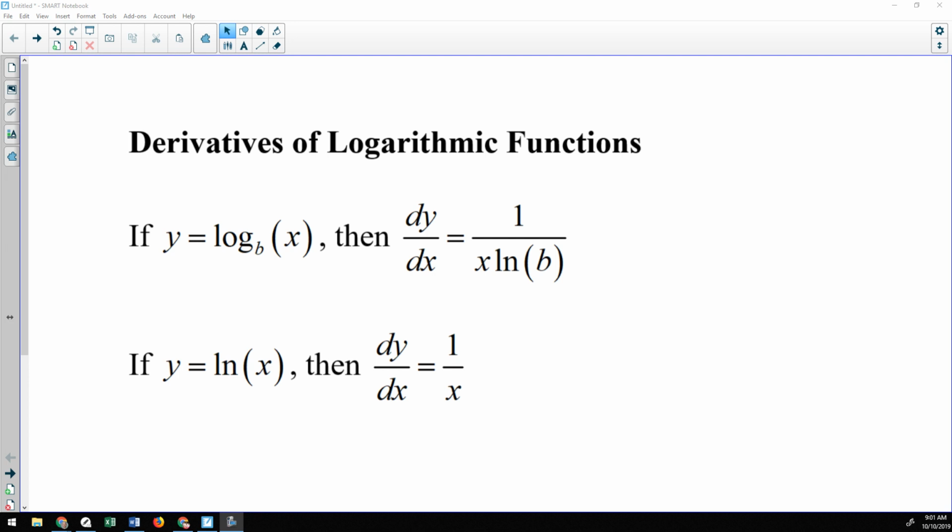Okay, let's talk about derivatives of logarithmic functions. And here I just wrote the two rules for basic log functions. If you have log base b, so like log base 3, or anything other than a natural log, then your derivative is 1 over x times the natural log of whatever the base is.